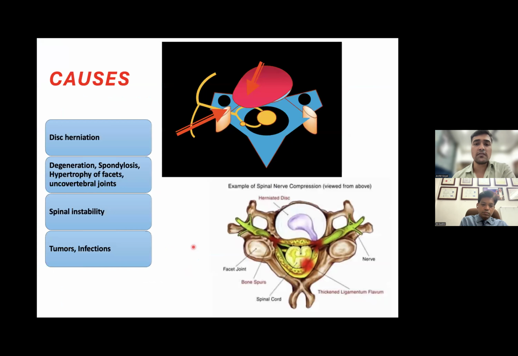So, what are the causes of cervical radiculopathy? The causes can be disc herniation, disc degeneration, spondylosis, hypertrophy of the facets, hypertrophy of the uncovertebral joints, degeneration, spinal instability, tumors, and infections.